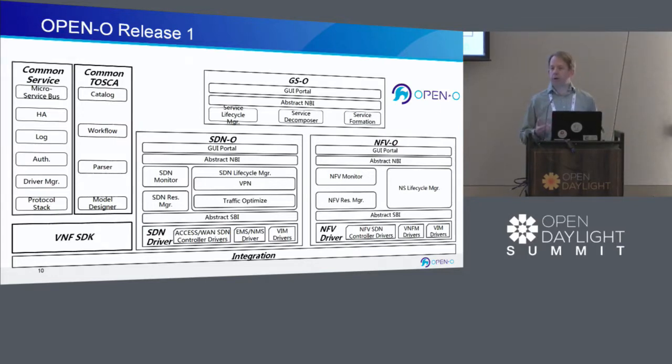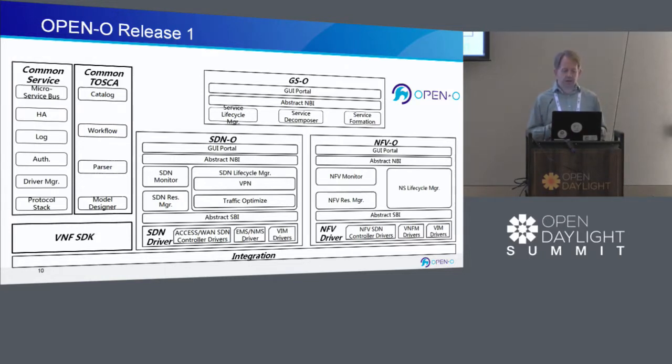For release 1, we came together in Beijing back in May for a seed code workshop. 7 different companies brought forward contributions, which we worked into a plan for this first release that we plan to deliver by the end of the year. We have approved 7 different projects that we are currently working on: GSO, SDN-O, and NFVO that I explained previously. Also, a project that we call Yang and Tosca, which is shared between GSO, SDN-O, and NFVO, and provides parser and workflow services, as well as a model designer and a catalog.